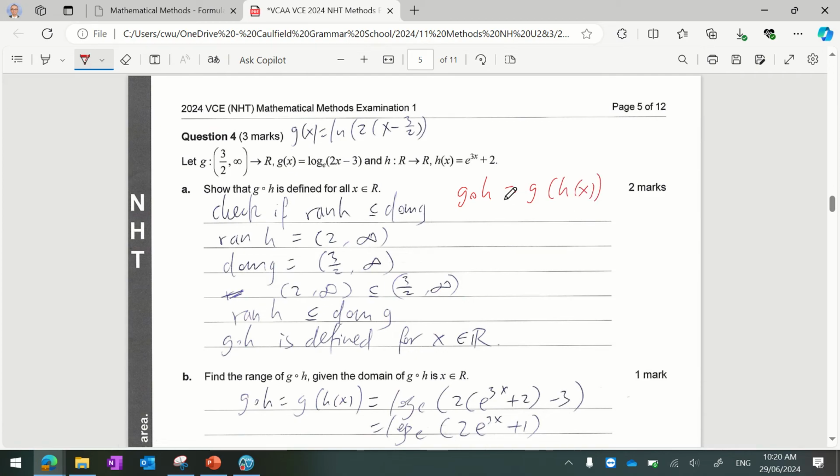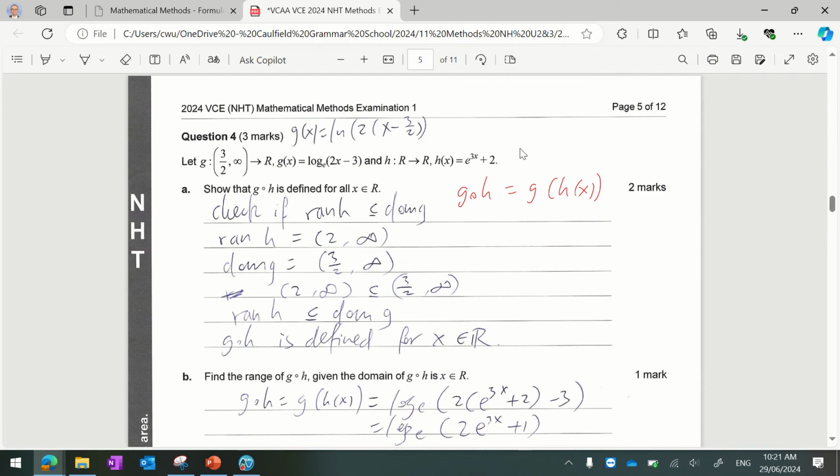So G∘H means we are substituting H, the function H, into the function G. For this to exist, for you to be allowed to substitute function H into function G, you need the range of H to be a subset or equal to the domain of G. And then we're going to do this now. We're going to check if the range of H is a subset of domain G. So we write down what the range of H is. It's this one. It's exponential function.